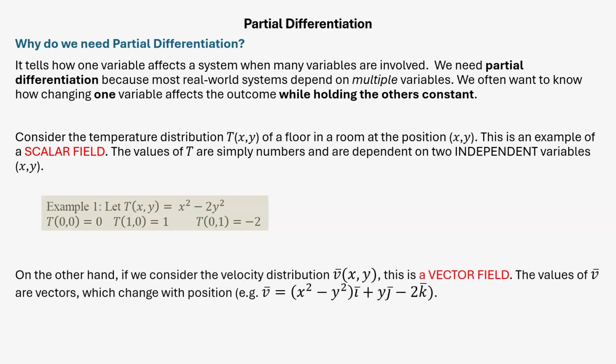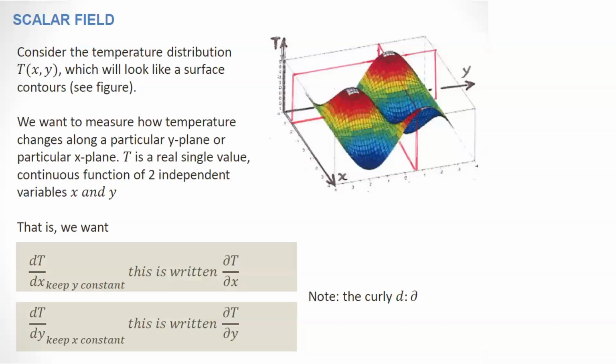On the other hand, there will be a velocity distribution, which is a vector field, because velocity is a vector quantity. So there will be a direction and there will be a number, and it will be dependent on two independent variables, which are x, y.